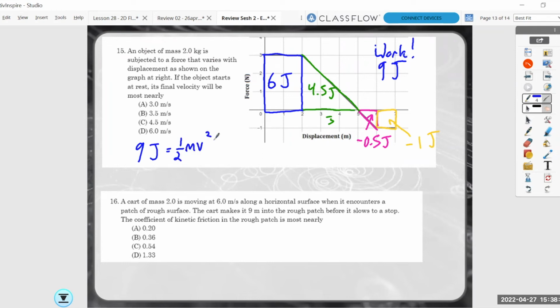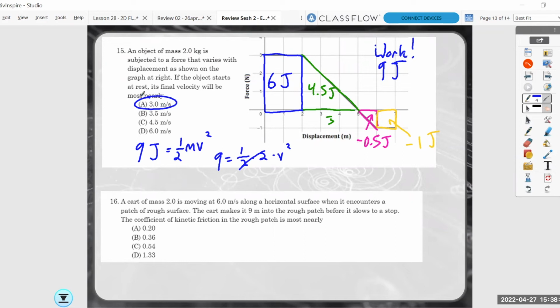So it started out with 0 kinetic energy. Now it just has 9 joules of kinetic energy. So we can go ahead and solve that out. 1/2 times 2 times v squared. Isn't that nice? 1/2 times 2 cancels out. V squared equals 9, gives us 3 meters per second in this case. So that one was pretty good.